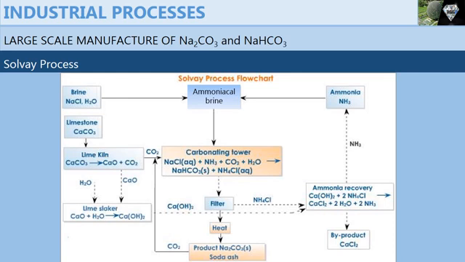The ammoniacal brine is then pumped into the carbonating tower or carbonator from the top, where it trickles down the carbonator, while carbon(IV) oxide from the kiln is pumped from the base. The carbonator has to be cooled regularly because it produces a lot of heat.